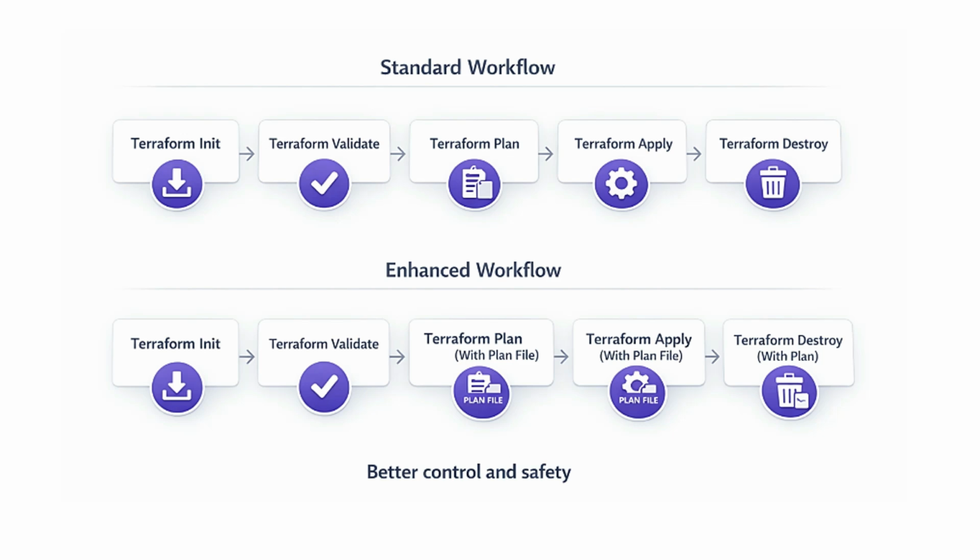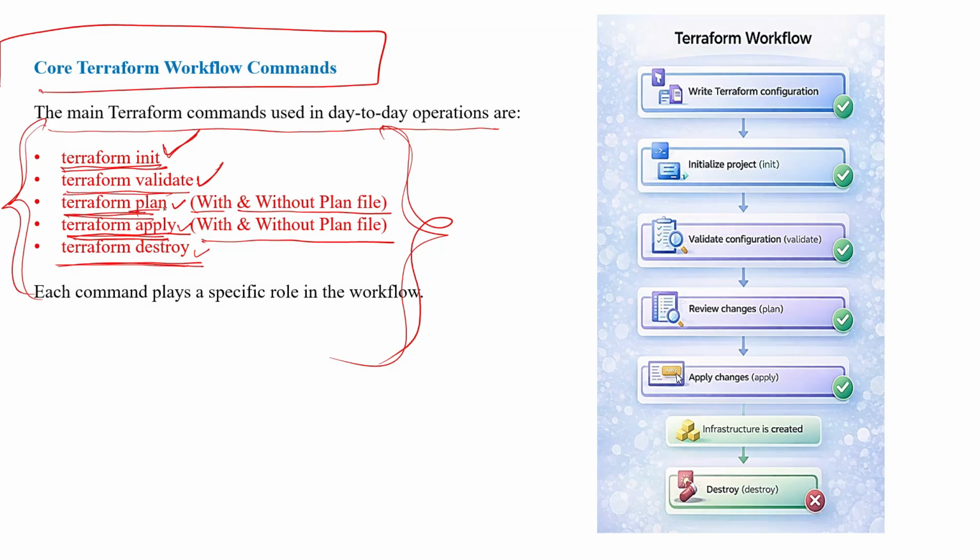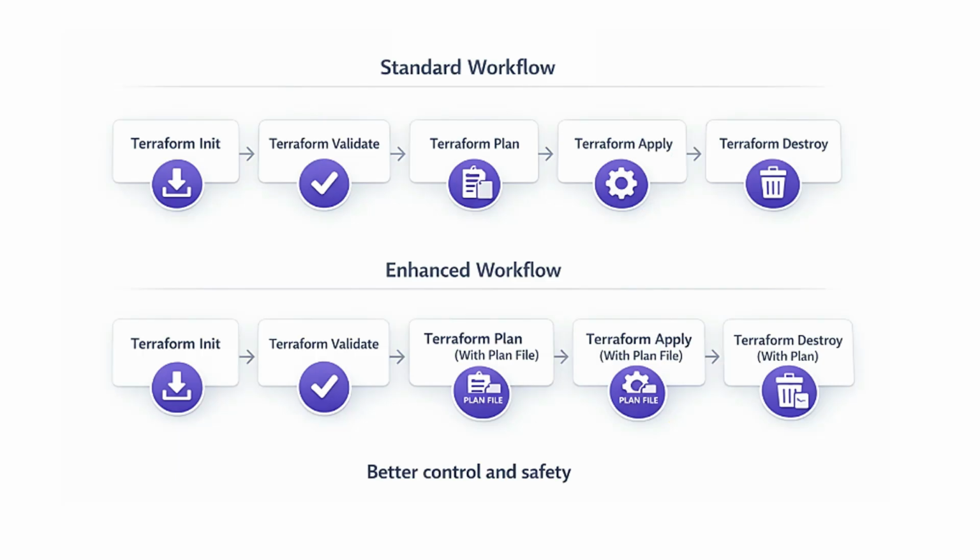So now, as I said, we have two options, right? We can execute the Terraform plan and Terraform apply with or without a plan file. We'll understand in detail the difference between them as well. So we have two workflows, the standard workflow and the enhanced workflow. When I'm executing the Terraform plan and Terraform apply with the help of plan files, I am referring to it as an enhanced workflow. But when I am running without the plan files, I am calling it a standard workflow.